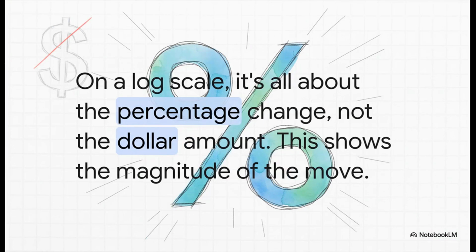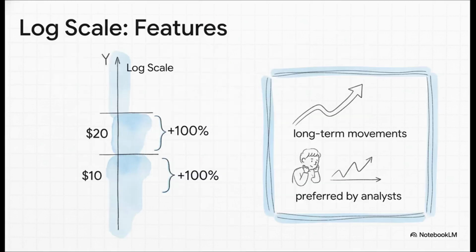So if our mantra for the linear scale was a dollar is a dollar, then for the log scale, it is all about the percentage change. It's not about how many dollars the price moved, it's about how significant that move was compared to where the price was at the time. And this is where it really clicks. Think about it. A 100% move, whether that's a stock going from $10 to $20 or from $20 to $40, on a log chart, that move occupies the exact same amount of vertical space. And that is what makes it so powerful for comparing growth rates over really long periods.